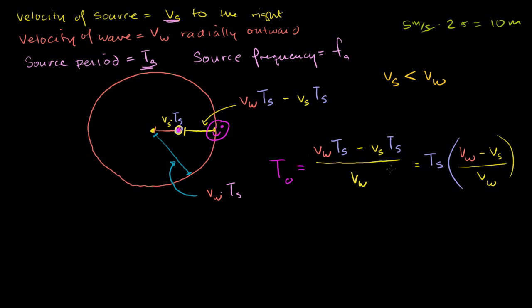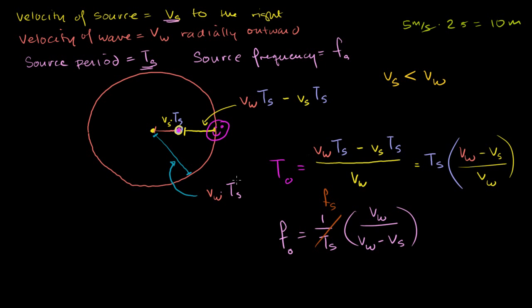Now, if we wanted the frequency, we just take the inverse of this. So the frequency of the observer: this is how many seconds it takes for him to see the next cycle, and if you want cycles per second, you take the inverse. If we take the inverse of this whole expression, we get 1 over t sub s times v sub w over the velocity of the wave minus the velocity of the source. And of course, 1 over the period from the point of view of the source is the same thing as the frequency of the source. So there you have it.